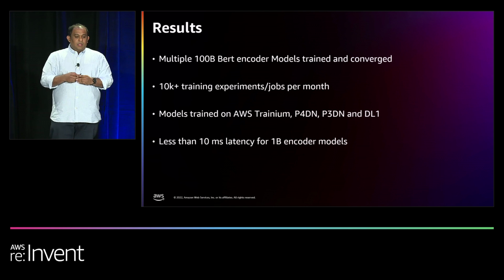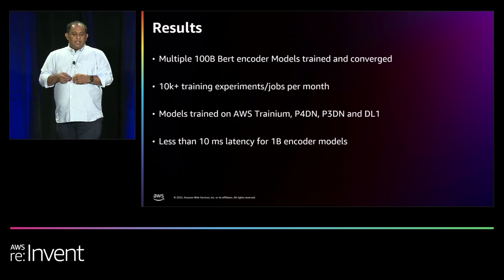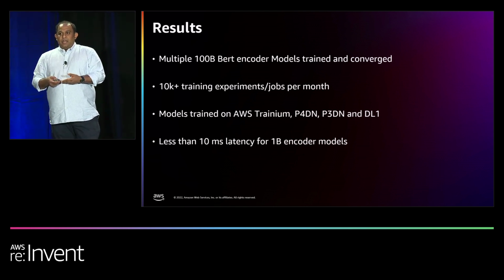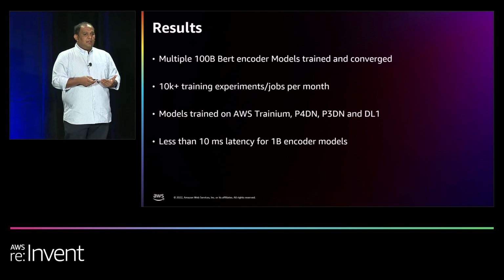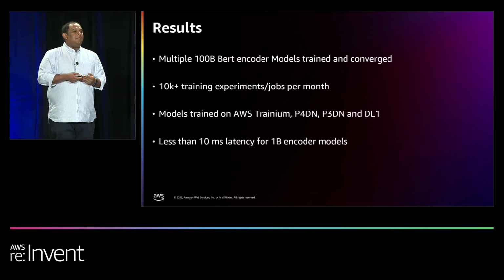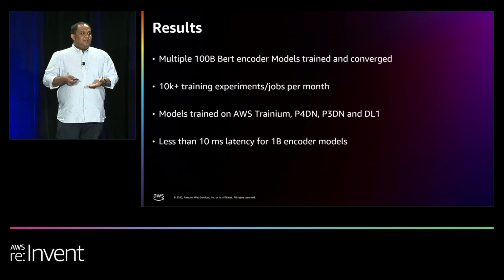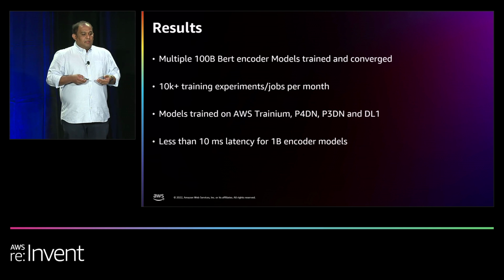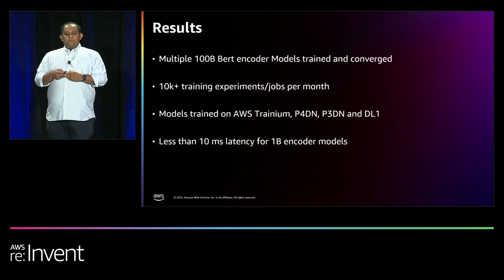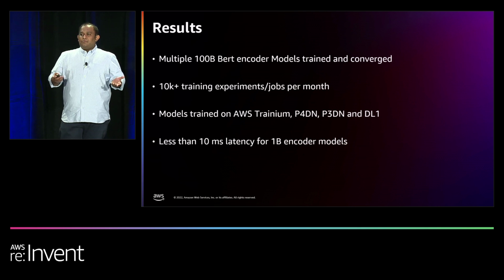That's the velocity at which we needed to move our team. We trained our models on Trainium, P4dn, P3dn, and DL1, and measured which one gives us the best price-performance ratio. We also worked with our collaborators to make sure that we are getting the best performance from the underlying hardware.